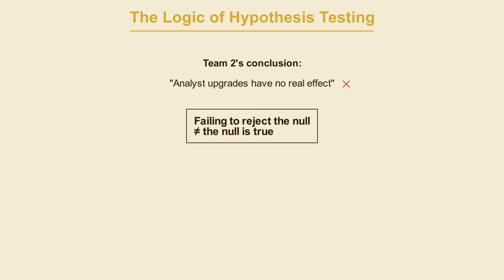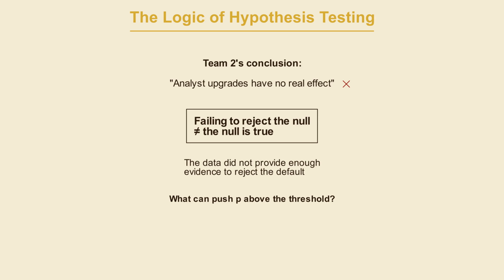Failing to reject the null hypothesis does not mean that the null is true. A p-value above the significance level does not tell you that the true effect is zero. It tells you the data did not provide enough evidence to reject the default, which are two very different things. Think about what could produce a p-value above the threshold even when a real effect exists. A small sample with too little power can do this easily. A noisy measure that ends up burying the signal can also do this. Any of those can push the p-value above the significance level even when something real is there.